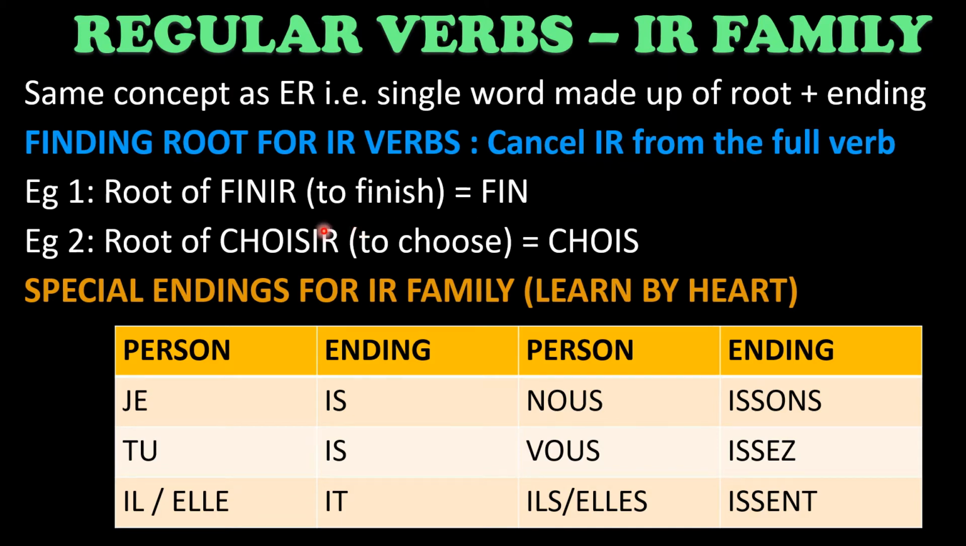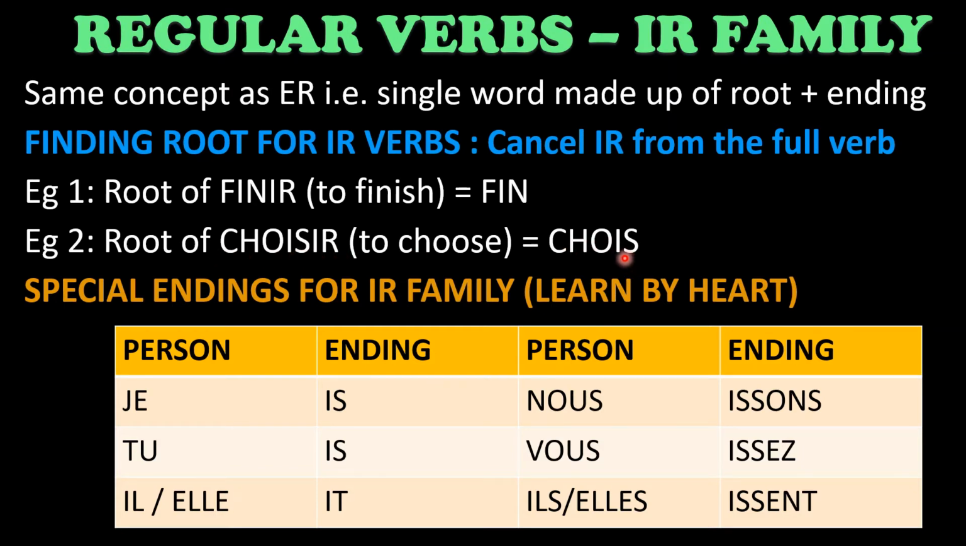Two examples of IR verbs here are finir, to finish, and choisir, to choose. So now, let's practice getting the root of these verbs. Finir is to finish. How will you get the root of this IR verb? You simply have to cancel the IR and you are left with the root. FIN is the root of finir. Then, choisir, how will you do? Same way, cancel off the IR and you are left with the root which is CHOIS.